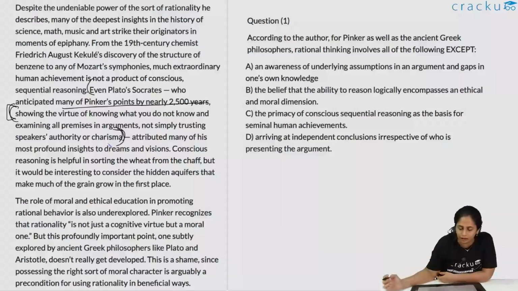So let's take a look at the options. An awareness of underlying assumptions in an argument and gaps in one's knowledge. This is something that they know. Something that you should know what you do not know, and you should be aware of the underlying assumptions. So this has been explicitly given, so A can be eliminated.